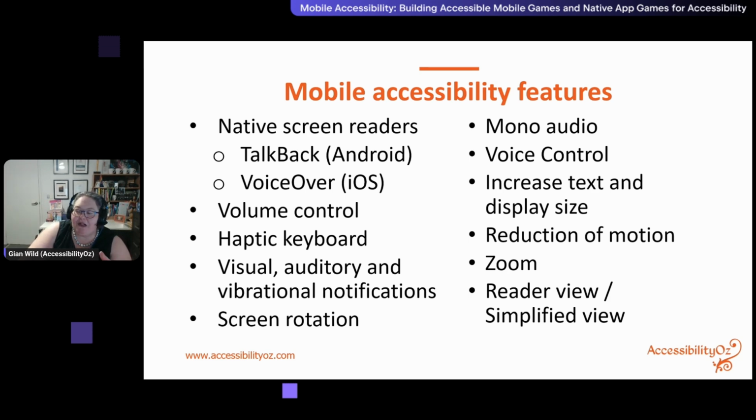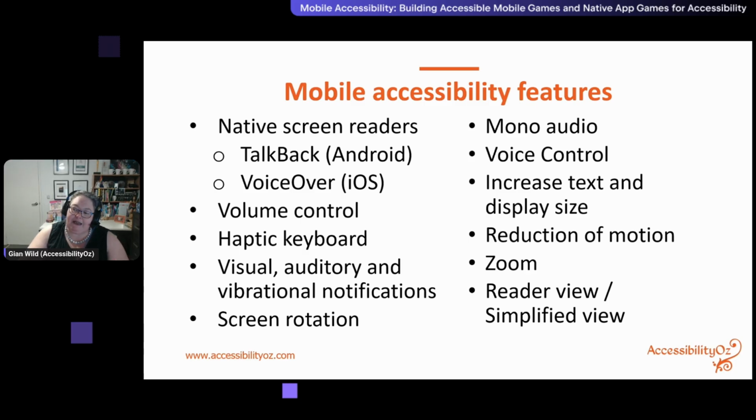You have a level of volume control that you don't usually have on desktop. If you think about how many times you change the volume on your phone versus the volume on your desktop. You have things like a vibrational keyboard. There's visual, auditory, and vibrational notifications. There's screen rotation. I personally have 3 screens. I have a landscape, and a portrait. And I can tell you there are a lot of websites that do not work on a portrait screen. But of course, that's what we're expecting on a phone. But there are some people with disabilities who have their phones affixed to, say, their wheelchair or something like that. And so they can't change their orientation.